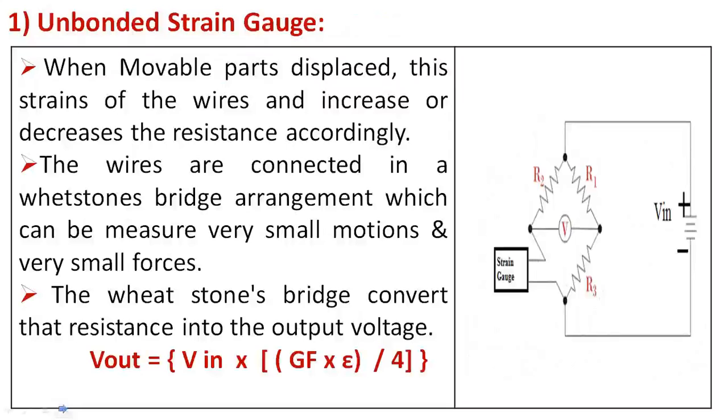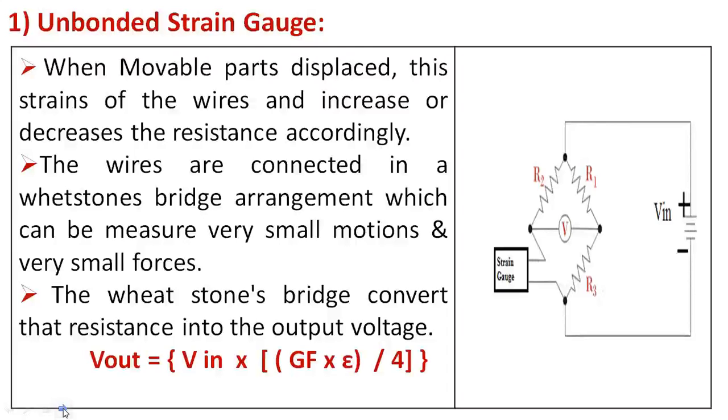Now whatever resistance changes between these wires 1 and 3, and 2 and 4. When the movable parts are displaced, the strain of the wires can increase or decrease the resistance. So there is a tension increase or decrease, and the resistance changes accordingly in the wires 1 and 3 and 2 and 4. These wires are connected to the Wheatstone bridge, which can measure very small motion or very small forces. So you will get the output voltage by using a bridge. The bridge converts that resistance into output voltage.